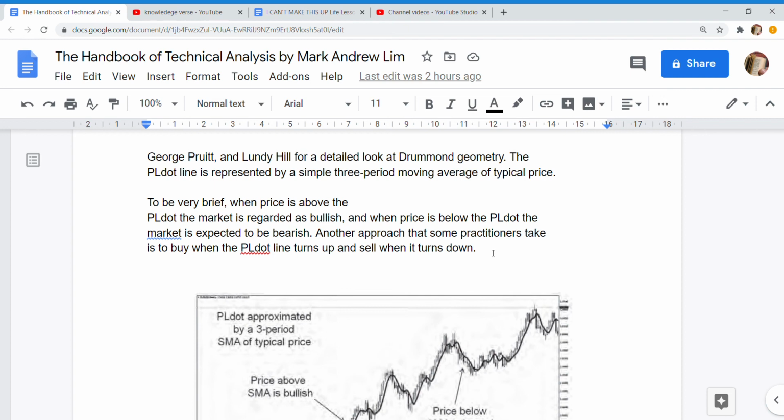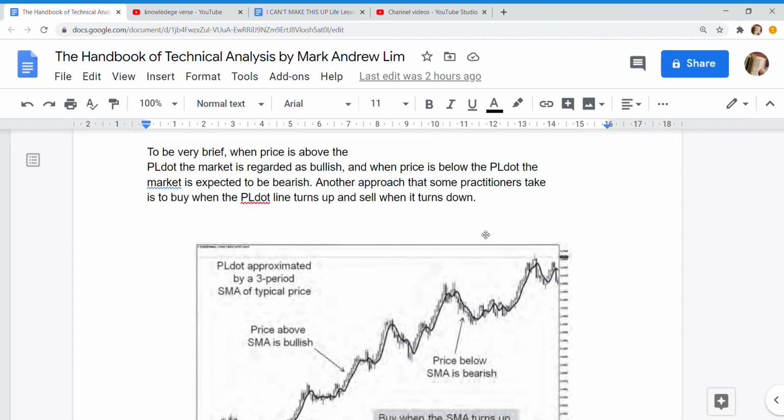The PL line is represented by a simple 3-period moving average of typical price. To be very brief, when price is above the PL the market is regarded as bullish, and when price is below the PL the market is expected to be bearish. Another approach that some practitioners take is to buy when the PL line turns up and sell when it turns down.